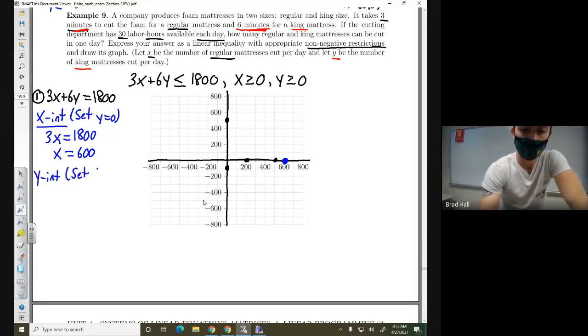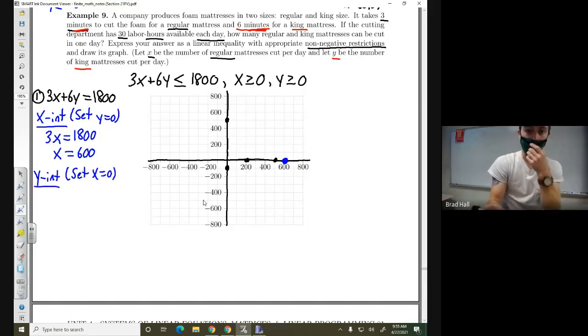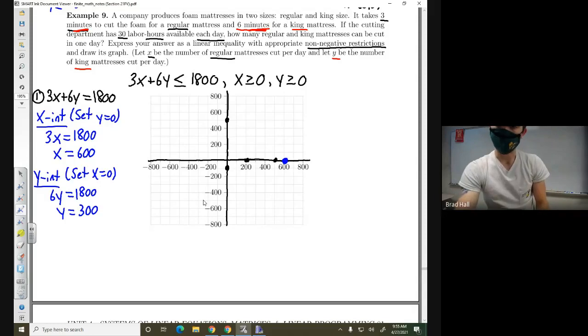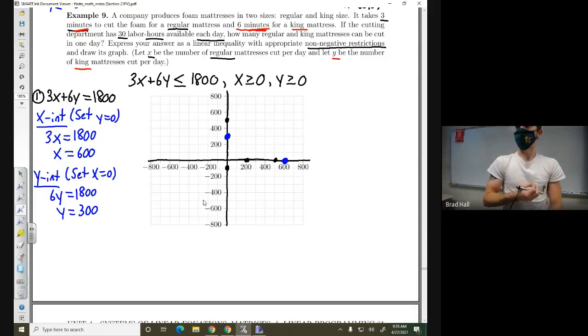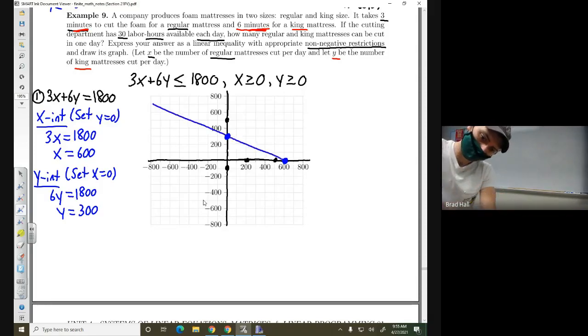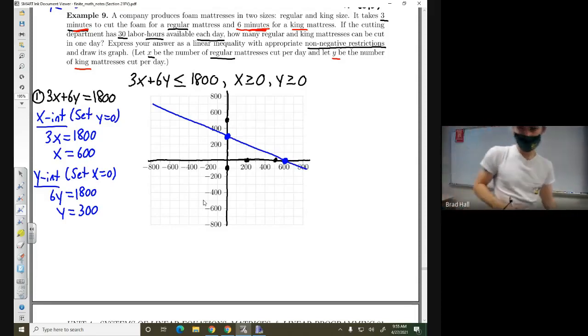Y-intercept, we set x equal to 0. So that means the x term goes away. 6y is equal to 1800. Y is 300. So if y is 300, that's about right here, because on the y-axis, it seems to go by increments of 100. Well, same with the x. And now that we have the two points here, of course, in my math lab, it will just generate this for you. Here we go.